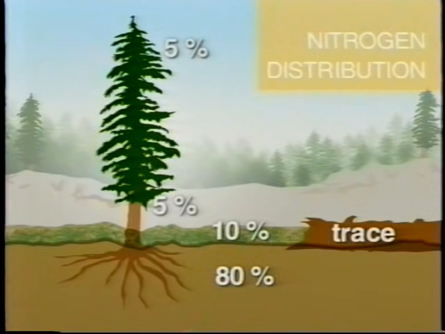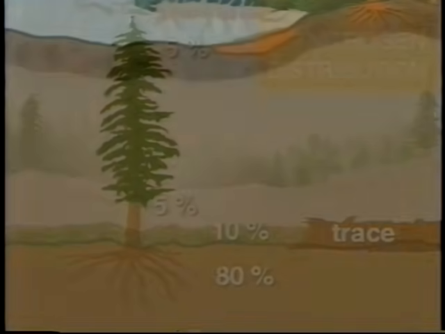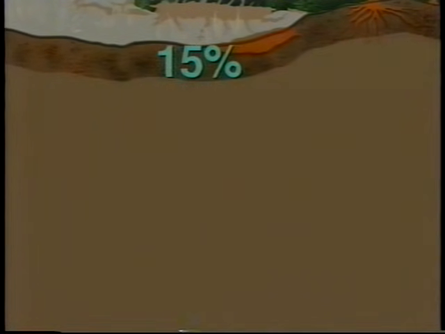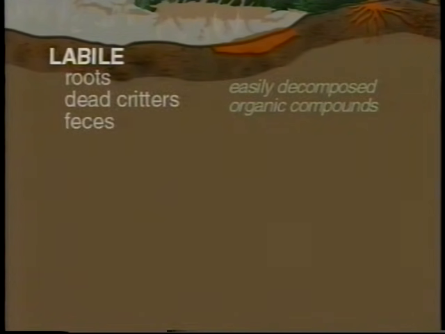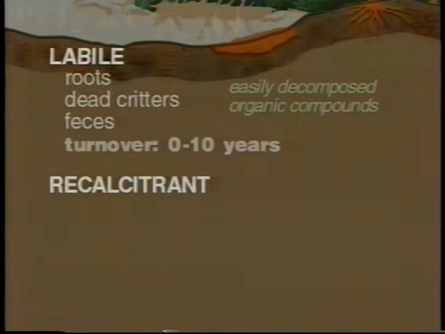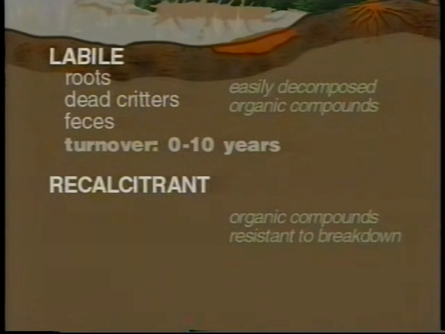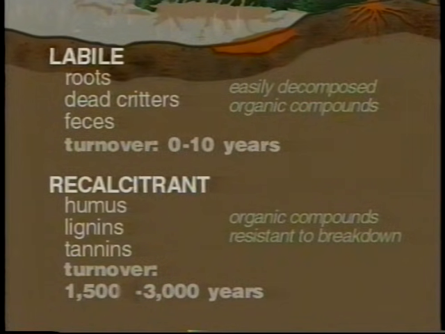Let's take a closer look at the soil organic matter component. About 15% of the soil organic matter pool is called labile. This is organic matter that is readily available or usable by soil organisms. This material breaks down rapidly, matter such as roots, decaying organisms, and feces, and turns over in 0 to 10 years. The bulk of soil organic matter, however, is recalcitrant. It is very resistant to decomposition. It is material that turns over very slowly, say 1,500 to 3,000 years.